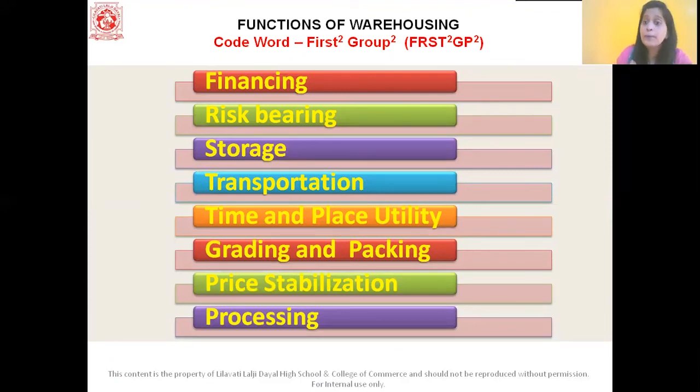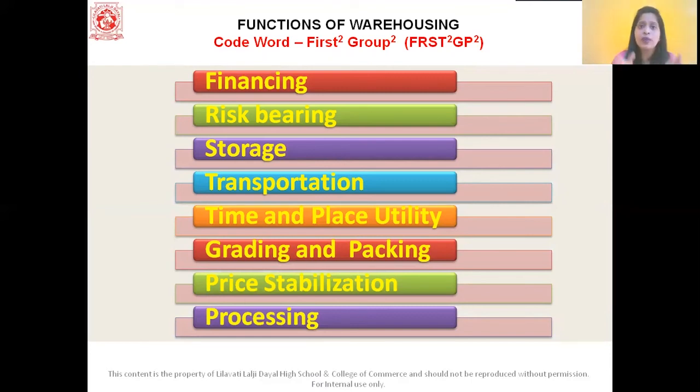Next one is price stabilization. The warehouses that are there help in determining the prices. Certain commodities are not consumed in the form that they are produced, but processing is required to make them consumable. So certain warehouses undertake this activity. So basically processing is done by the warehouse. So with this, students, we've completed the functions of warehousing.